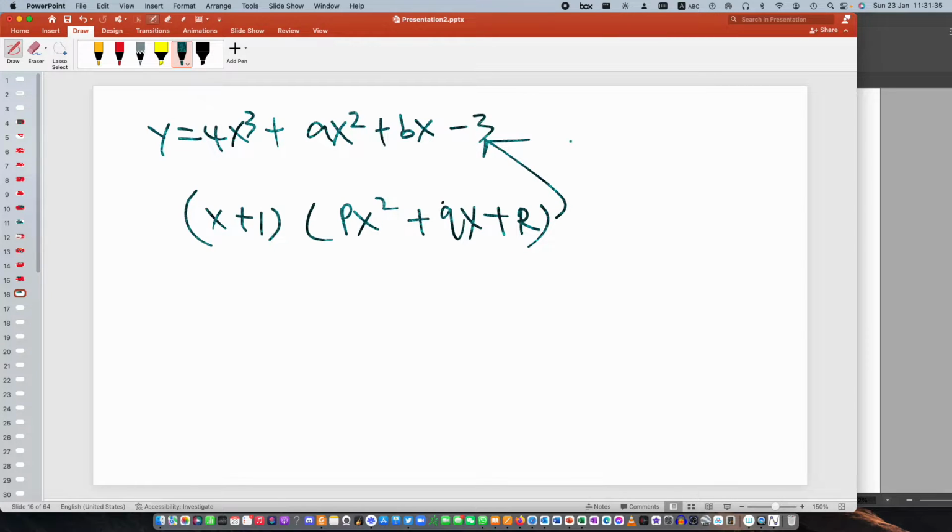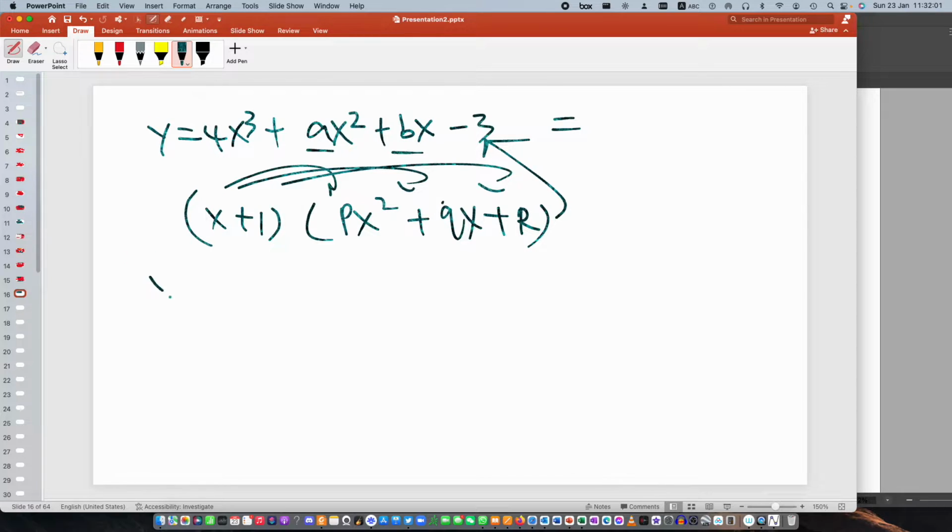So use comparison. Because you have your a and b already, right? So you just substitute it, then after that you expand. Then by comparison, you get your p, q, r. And then the solve part is even easier because you already have a and b, so you just equate it to 0.